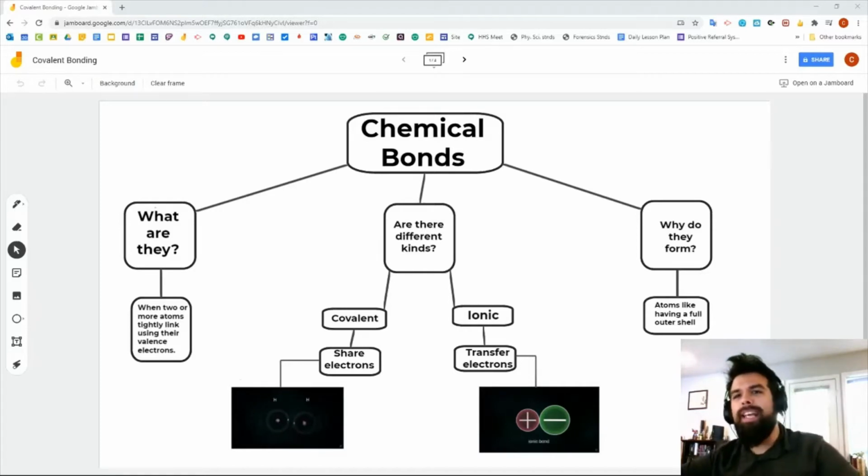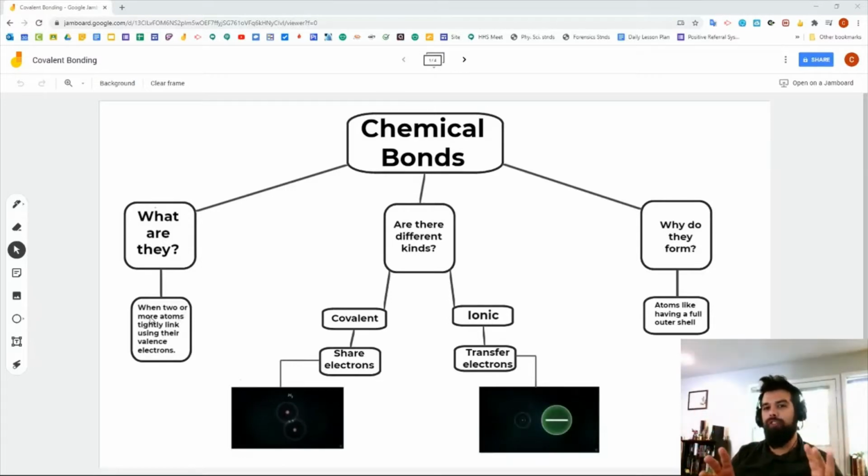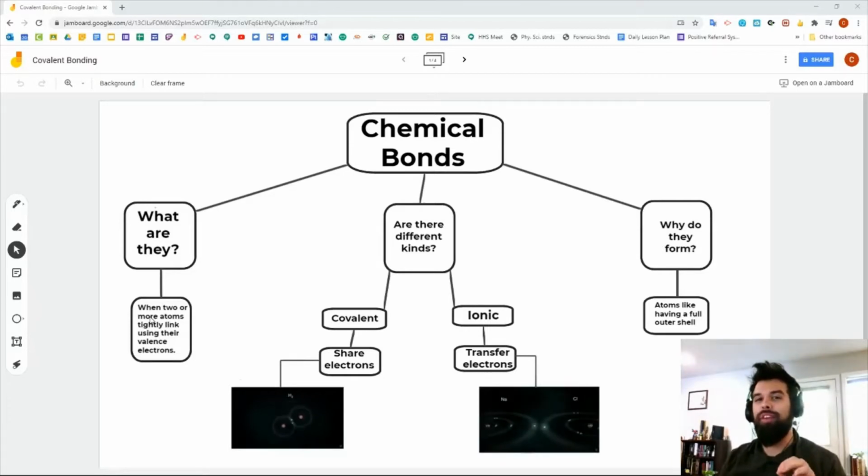So, what is a chemical bond? Well, if we look right here, it's when two or more atoms tightly link using their valence electrons. I told some of you guys valence electrons were gonna stick around, they were gonna be important, and this is why. Valence electrons are the electrons that are involved in bonding.